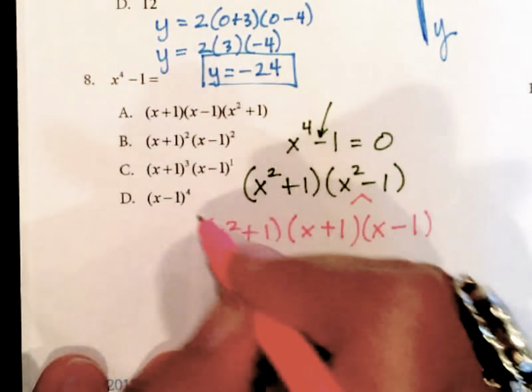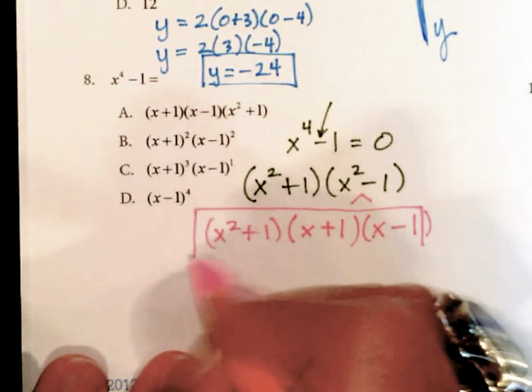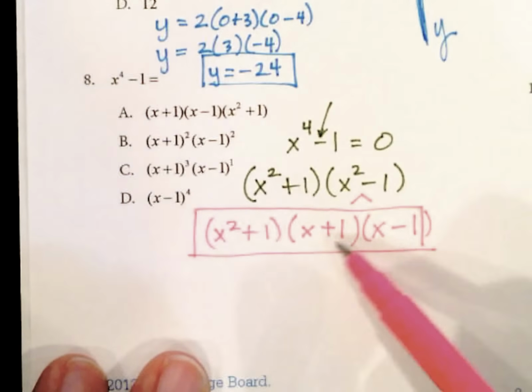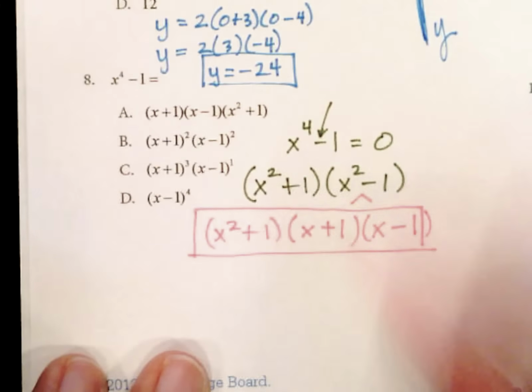So this is going to be our final answer, as simplified as it can be. So we have x plus 1, x minus 1, x squared plus 1. Our answer is A.